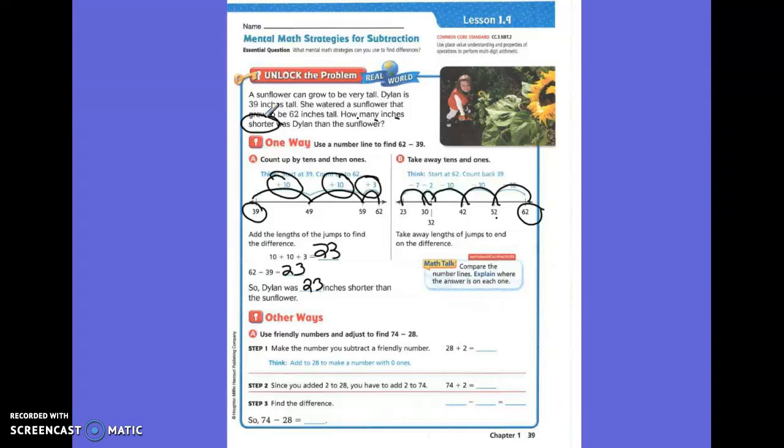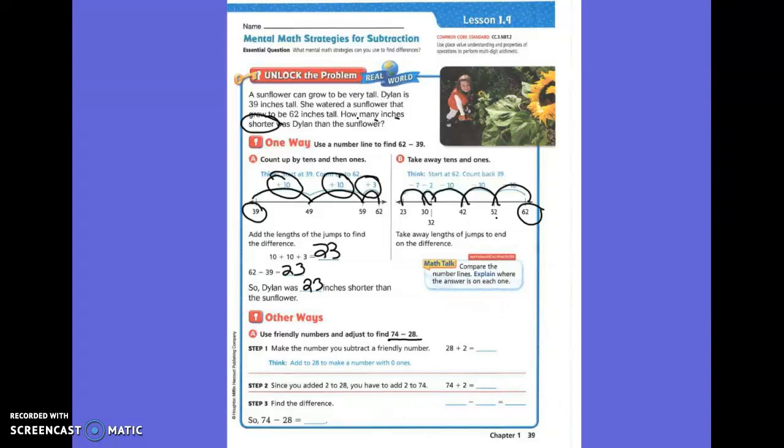Alright, the other way they want you to subtract is by using friendly numbers. So, let's look at step 1 on the other way at the bottom. They're going to do 74 minus 28. Okay, what's step 1? Everybody read it. Make the number you subtract a friendly number.